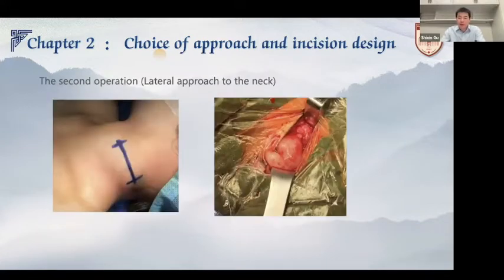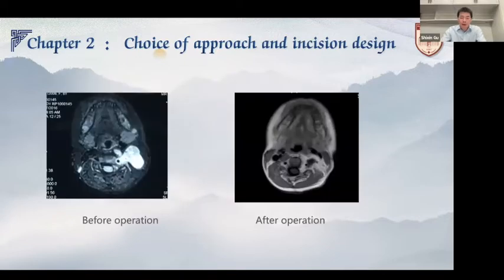This time, we used an anterior approach to the neck, directly incising the skin of the neck, separating the muscles, and exposing the tumor. After two-stage surgery, both the tumor inside the spinal canal and the tumor outside the spinal canal were completely removed. This case shows that we need to choose the surgical approach flexibly according to the specific situation of the patient.